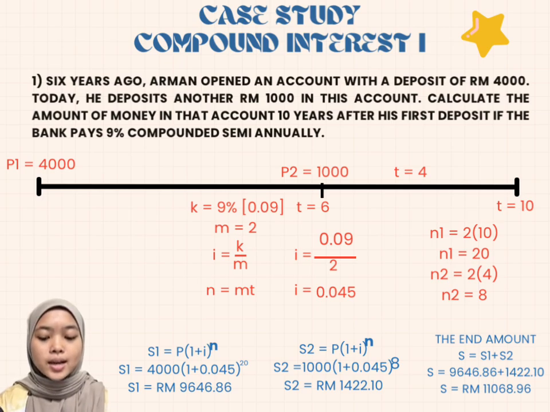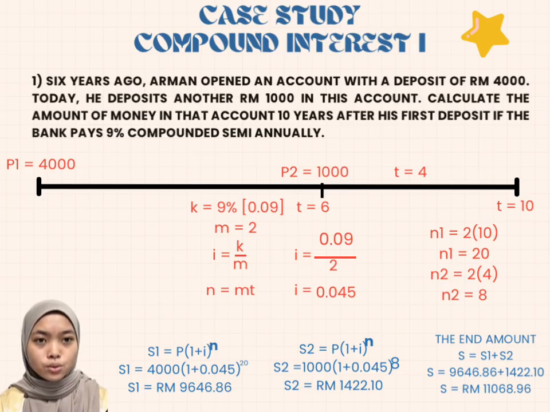K equal 9% (0.09), M equal 2, I equal K per M, N equal MT. I equal 0.09 per 2, I equal 0.045, and N1 equal 2 multiply 10, N1 equal 20, and N2 equal 2 multiply 4, and N2 equal 8.